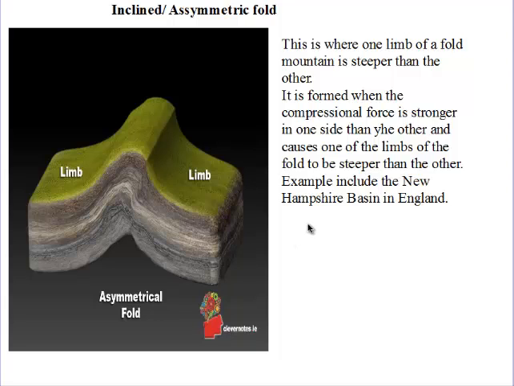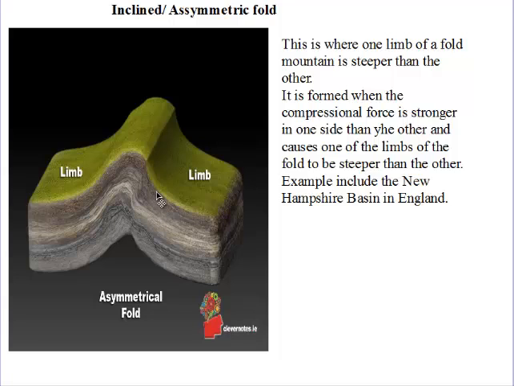Secondly, we have the inclined or asymmetric fold. So the first one was simple or symmetric, and the second one is the inclined or asymmetric fold. That is where one limb of a fold mountain is steeper than the other. So here the axial plane is diagonal because one of the limbs is much steeper than the other.